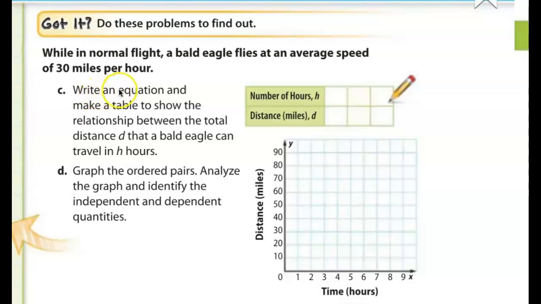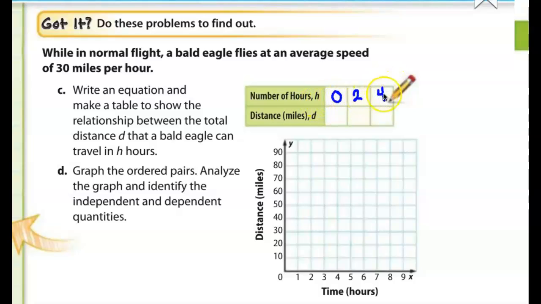So it says that we need to write an equation and make a table to show the relationship between the total distance that a bald eagle can travel in h hours. Okay, so let's fill the table in first. And I'm looking down here. Let's figure out what, I don't know, 0 hours would be. Then how about 2 hours, and how about 4 hours?